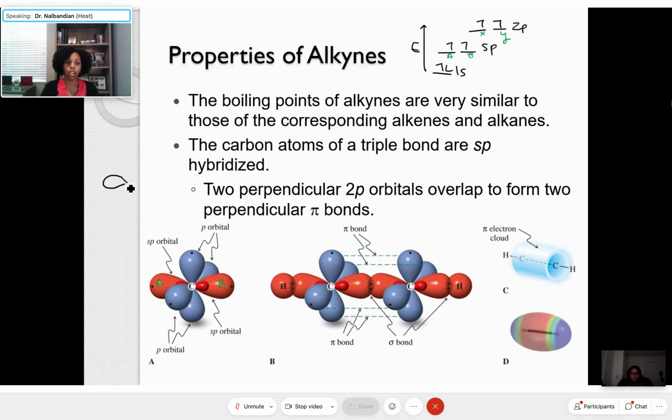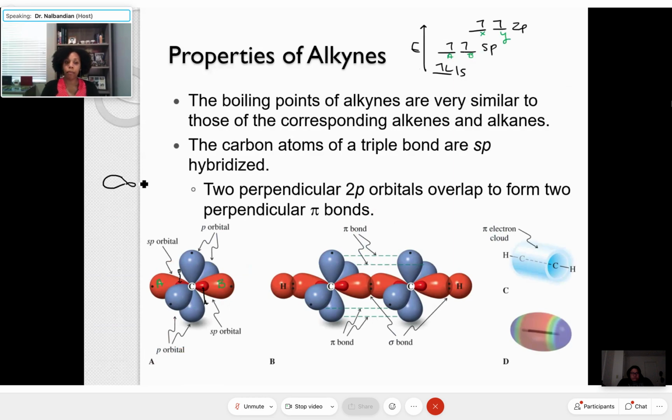So remember what an sp orbital looks like. It has one large lobe, and then it has a smaller lobe. So you can see the smaller lobe right here. They're showing you the small lobe. So we're looking at the large lobe. I put A on the large lobe. I put B on the large part of the lobe. But this here is A's small lobe, and over here you can see B's small lobe. So we have these two sp orbitals.